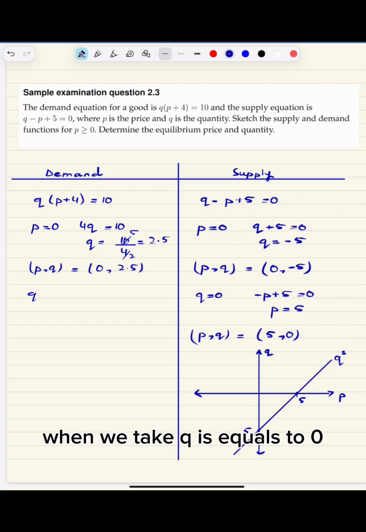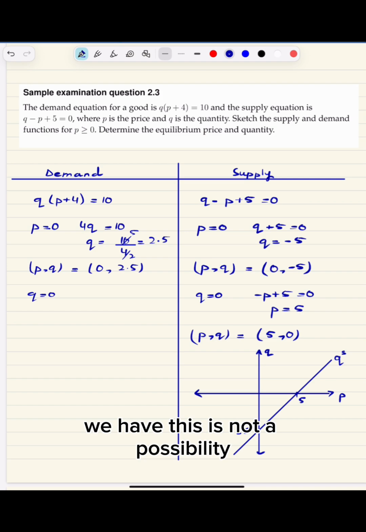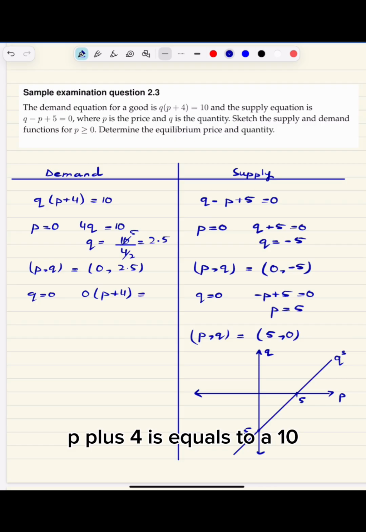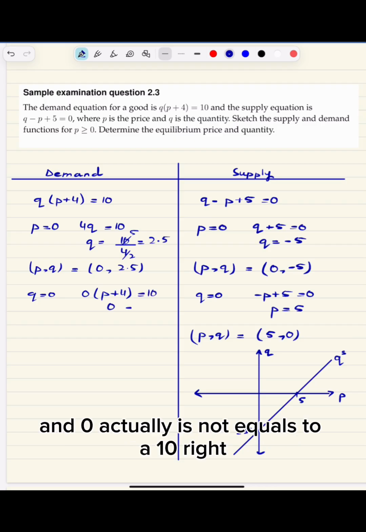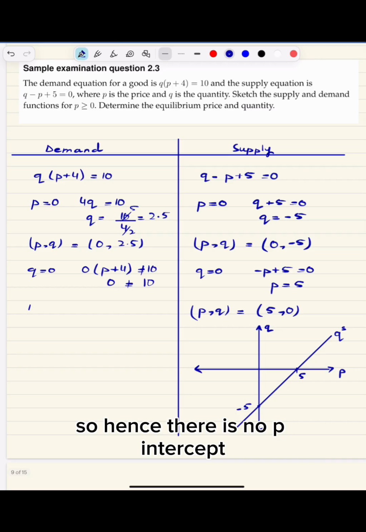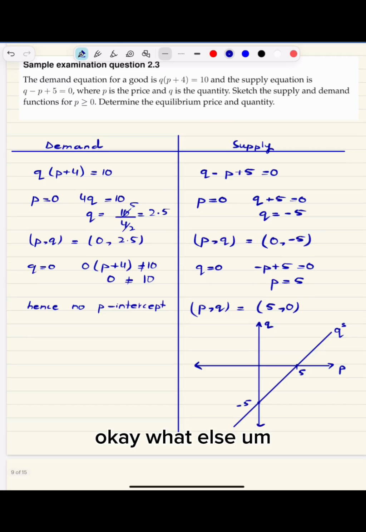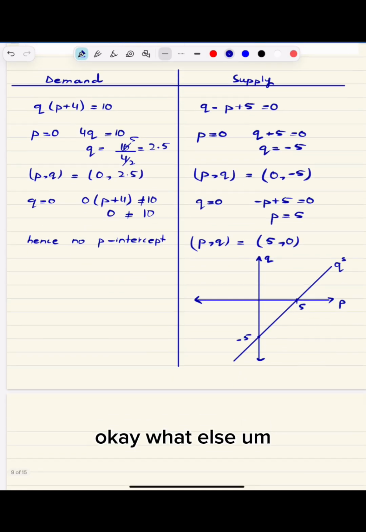However, when we take q is equal to 0, this is not a possibility, because then you have 0 multiplied by p plus 4 is equal to 10, and 0 is not equal to 10, right? So hence there is no p-intercept. Okay, what else?